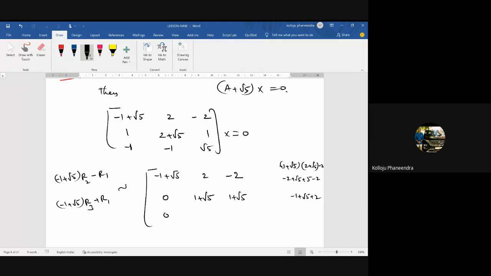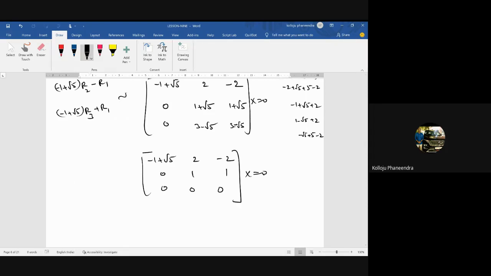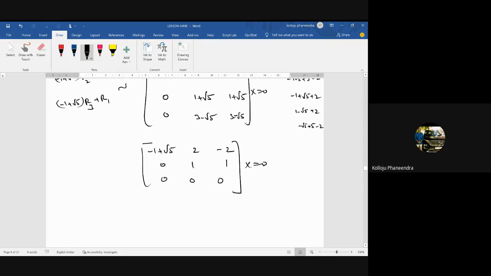Coming to this, multiplied by minus, so 1 minus root 5 plus 2, that is 3 minus root 5. Coming to this position, minus root 5, I can write plus 5 minus 2, 3 minus root 5. So 3 minus root 5 into x equal to 0. So finally, writing the operations, I get 2, minus 2, 0, 1, 1, 0, 0, 0 into x equal to 0. Divide the second row by 1 plus root 5 and the third row by 3 minus root 5, then subtract.